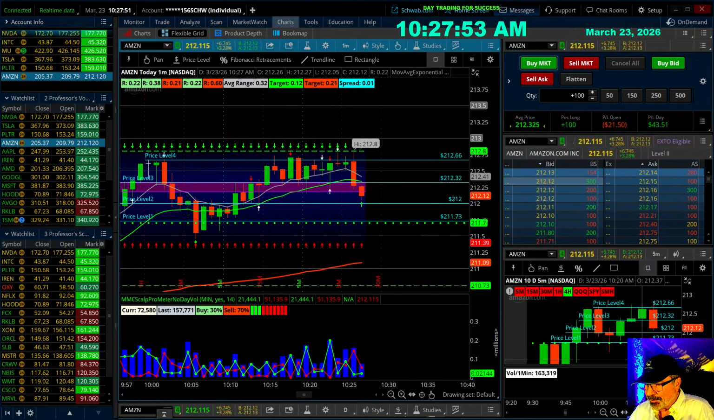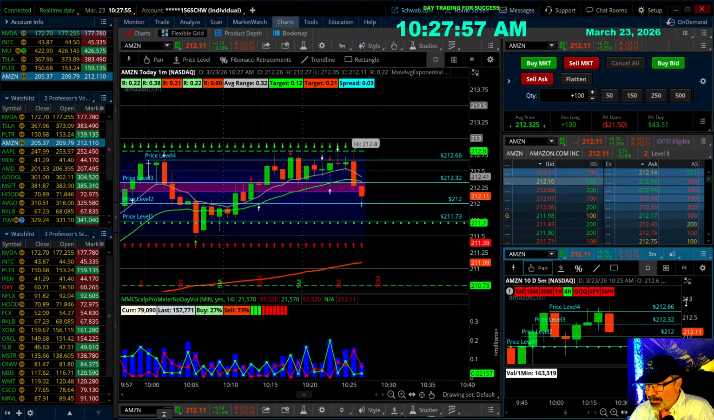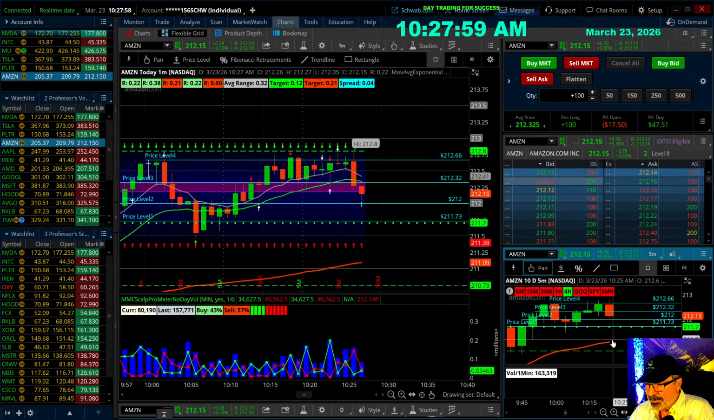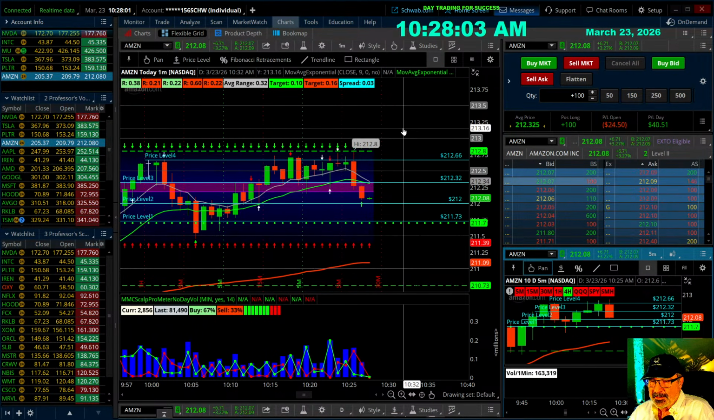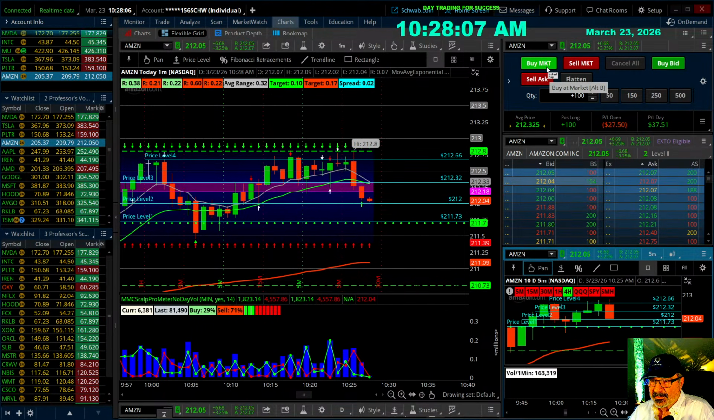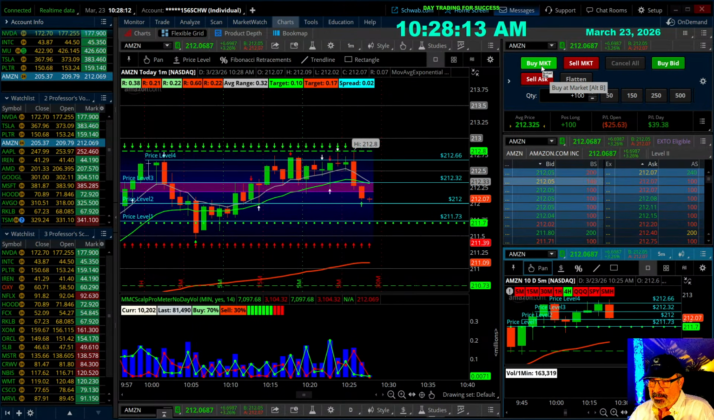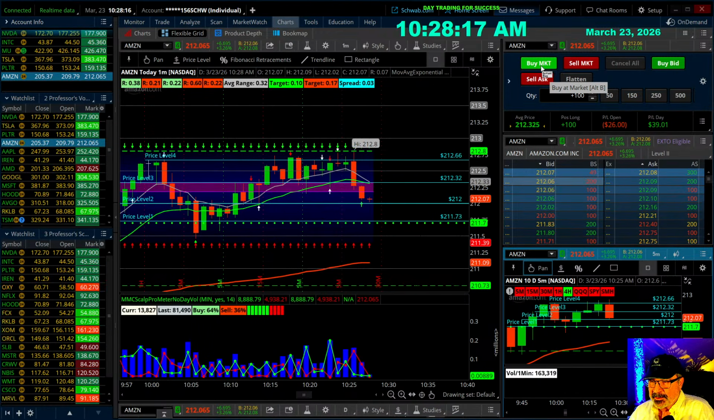Let me take a look at this bigger picture here before I start to get into more trouble. It's a pretty big red 5-minute. There's our VWAP. VWAP's coming up. If it drops below 212 particularly, I will add. I'm right here. I'm poised to add. Got a cushion. I'm gonna go for it.